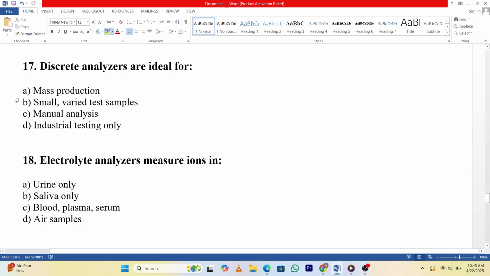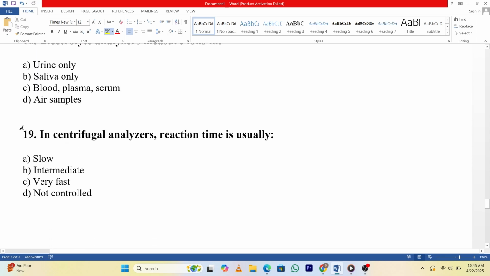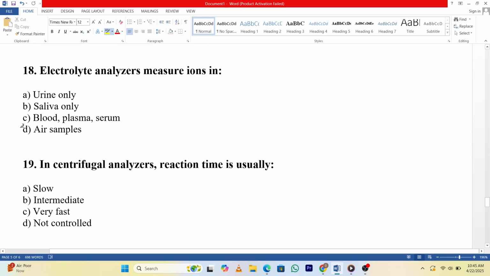17. Discrete analyzers are ideal for A. Mass production. B. Small, varied test samples. C. Manual analysis. D. Industrial testing only. Answer, B. 18. Electrolyte analyzers measure ions in A. Urine only. B. Saliva only. C. Blood, plasma, serum. D. Air samples. Answer, C.